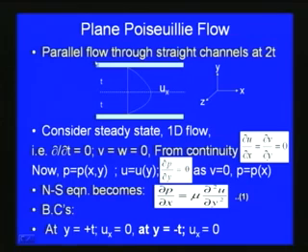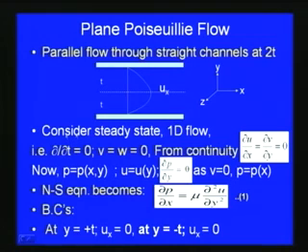The first case we want to discuss is called plane Poiseuille flow. Here we consider the flow through two parallel straight channels placed at a distance apart, with parallel flow between these two plates. You can see the two plates are placed at a distance of 2t, and here we consider the axis in this direction. We consider the flow as steady state, and the flow is one dimensional.